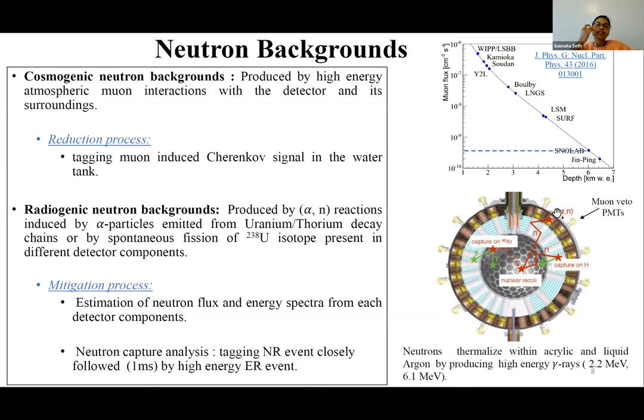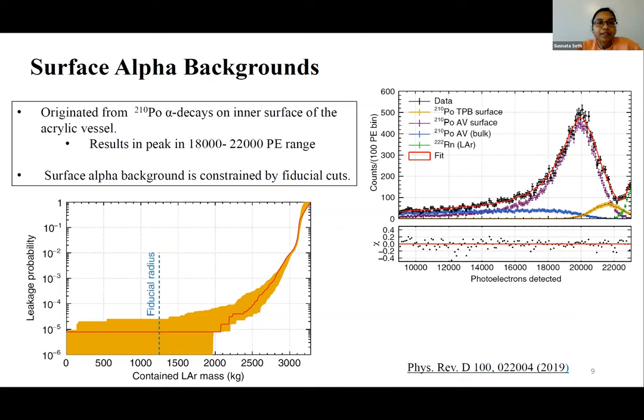And radiogenic background basically comes from alpha-n interactions. These alphas come from various components of the detector. To mitigate these kinds of background, we estimate the neutron flux and energy spectra. Besides that, we also do the neutron capture analysis. Neutrons are expected to be thermalized and captured within liquid argon or acrylic, so they will produce high energy gamma rays. So we tag the nuclear recoil event closely followed by a high energy electron recoil event. These kinds of analysis help us to constrain the neutron backgrounds for our detector. Now I'll be talking about the alpha backgrounds.